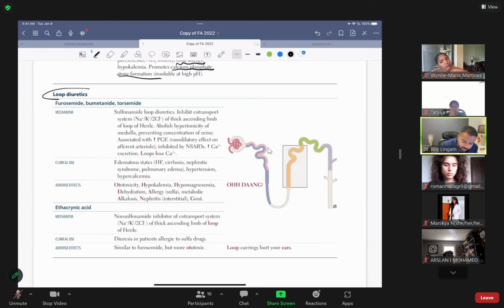Loop diuretics. This should be a review for you guys now, right? What is the normal function in the thick ascending loop? Reabsorption of sodium, potassium, 2-chloride.